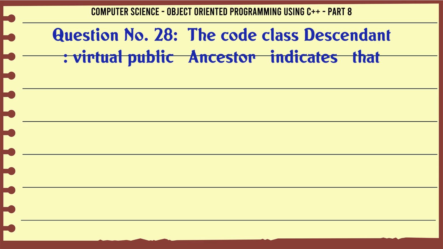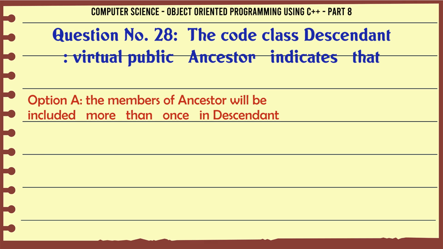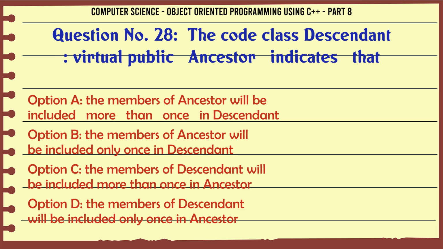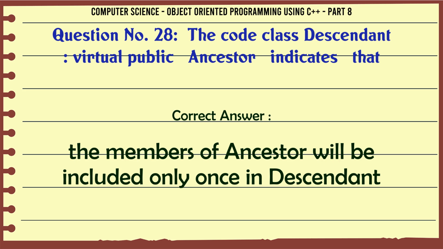The code class Descendant : virtual public Ancestor indicates that A. Members of Ancestor will be included more than once in Descendant. B. The members of Ancestor will be included only once in Descendant. C. The members of Descendant will be included more than once in Ancestor. D. The members of Descendant will be included only once in Ancestor. The correct answer is the members of Ancestor will be included only once in Descendant.